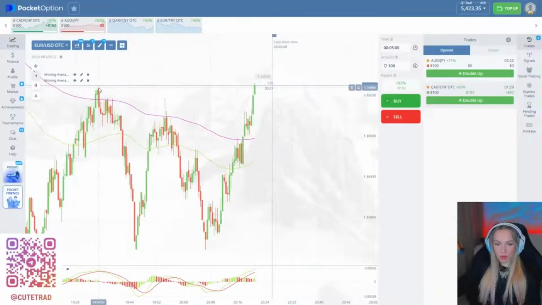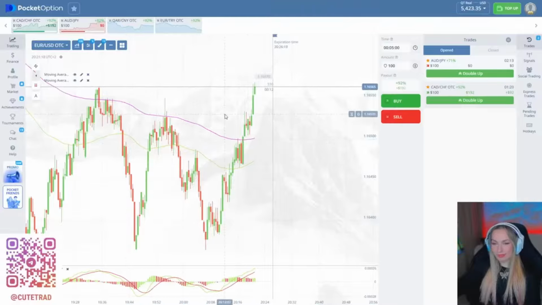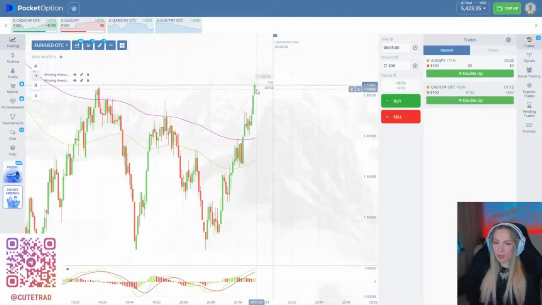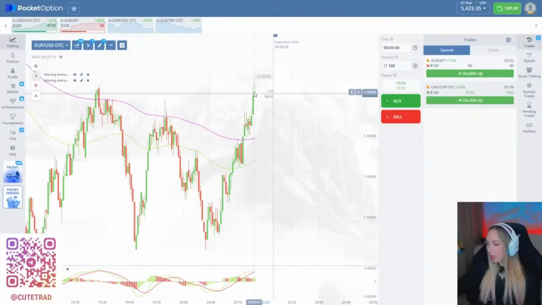It already overcame the previous peak points of our mountain. This one and this one, even though right now it's right on this one, so maybe it will start going down, but something tells me that no, it's not gonna go down.